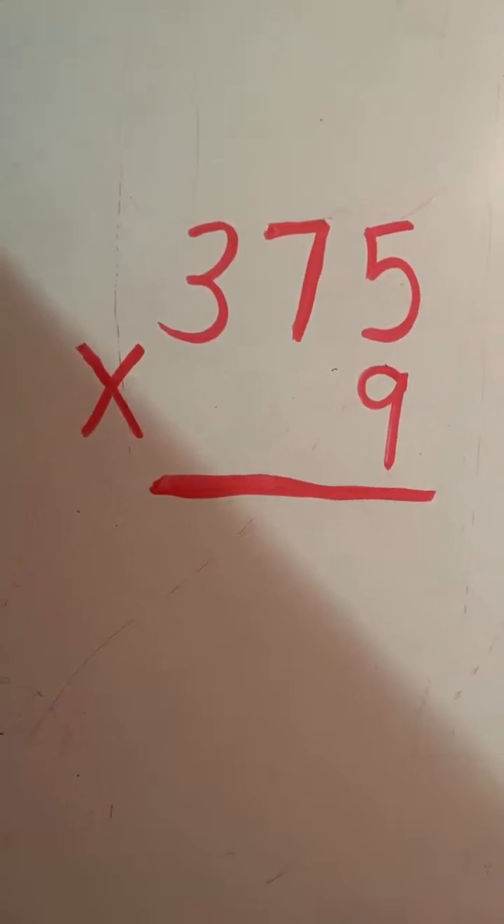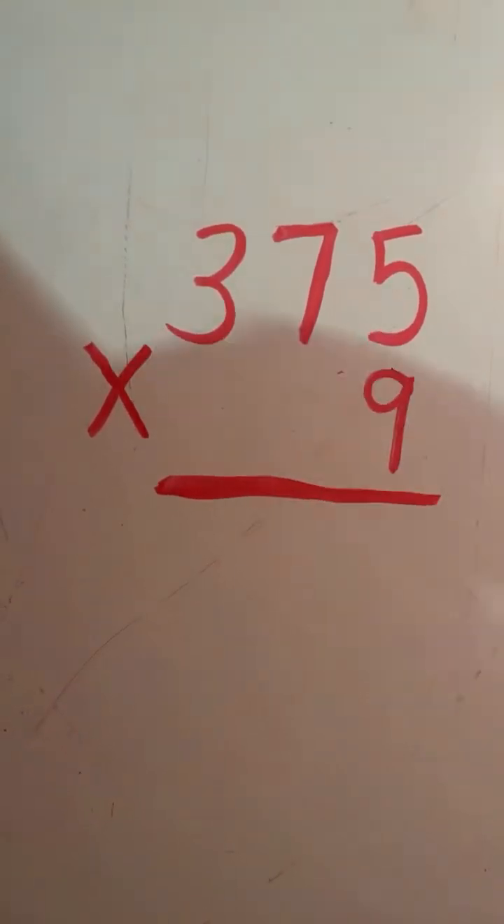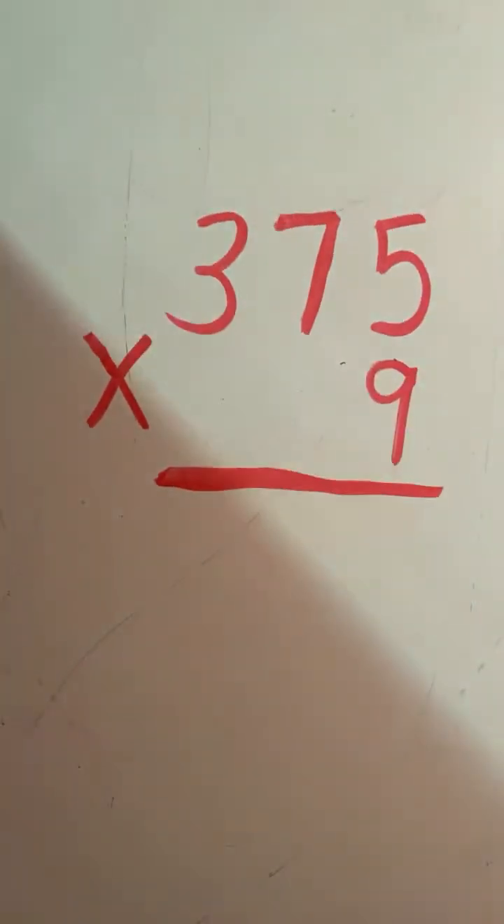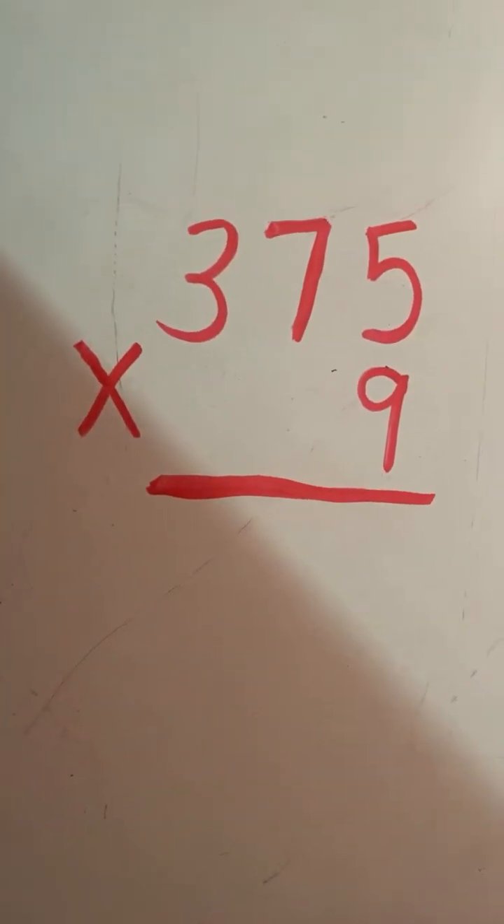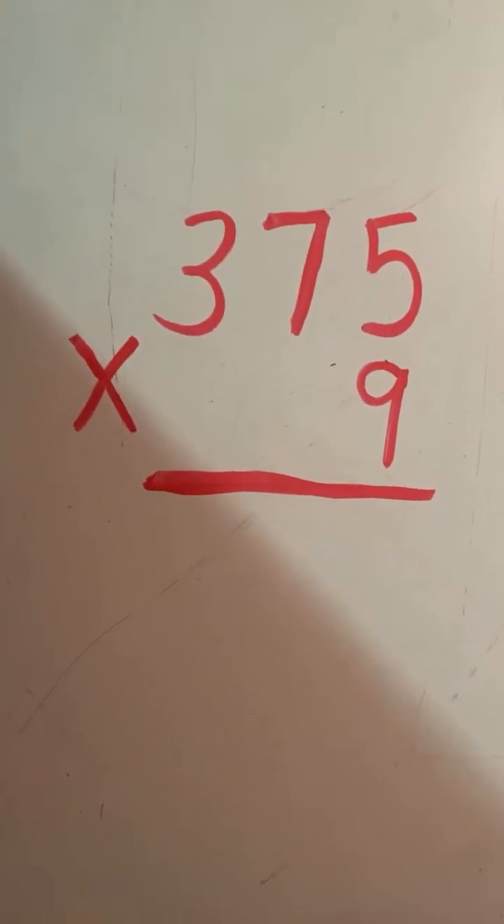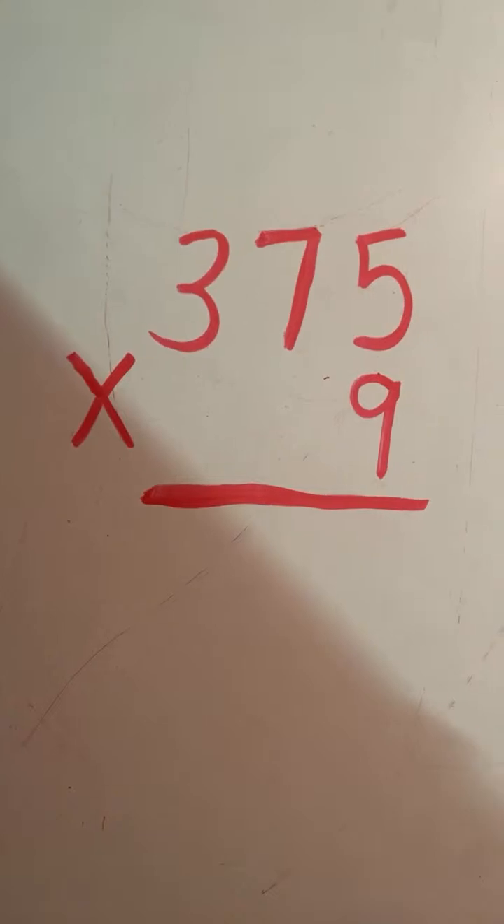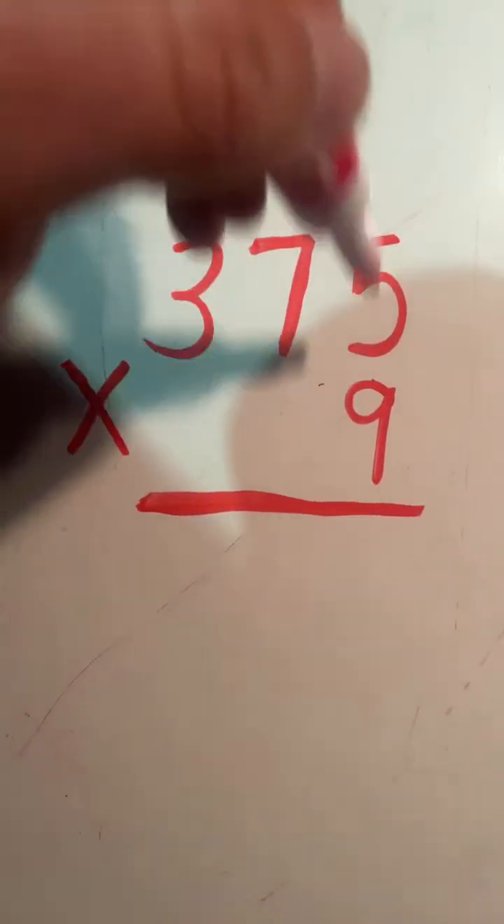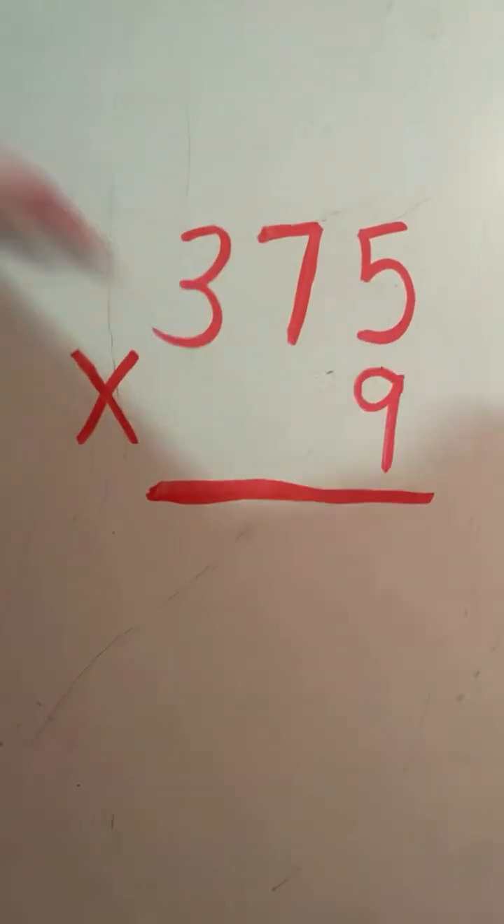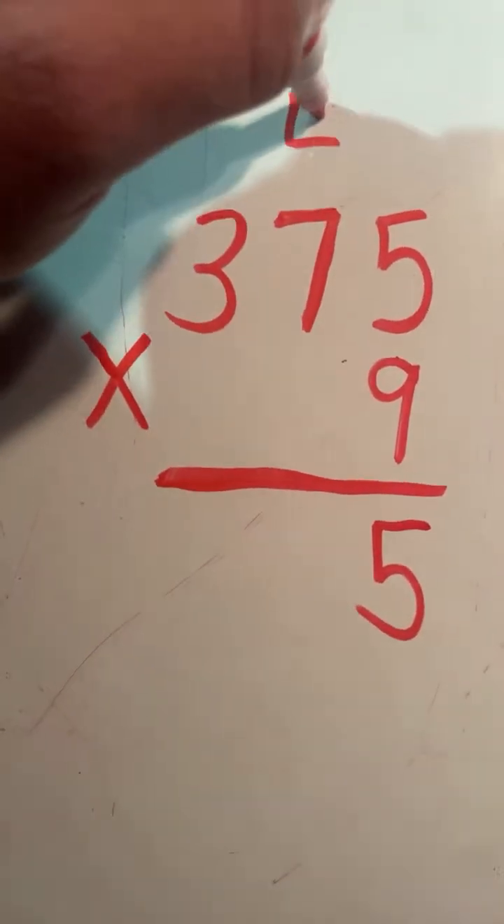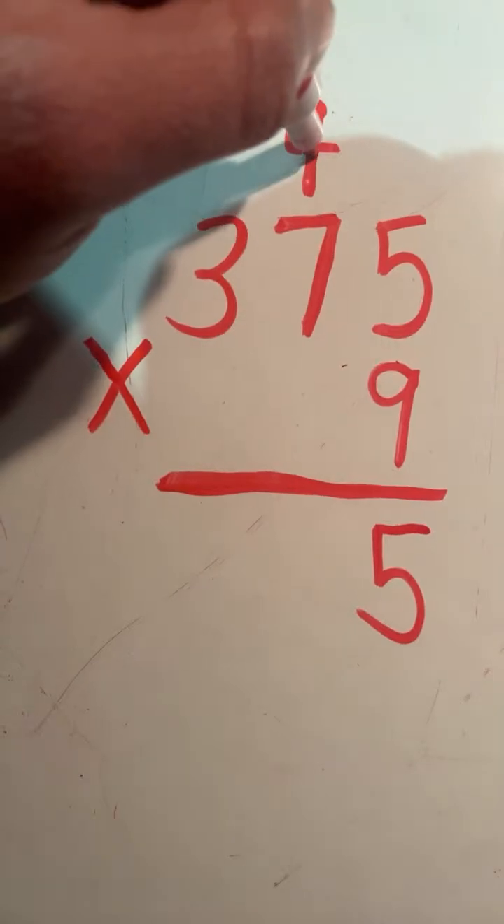So I want you to think of these types of problems as 3 separate single-digit problems where you have to regroup and add what is carried over if our product is 10 or more. So we're going to start in the ones place. 5 times 9 equals 45. So the 5 in 45 goes in the ones place. The 4 in 45 gets carried over to the tens place.